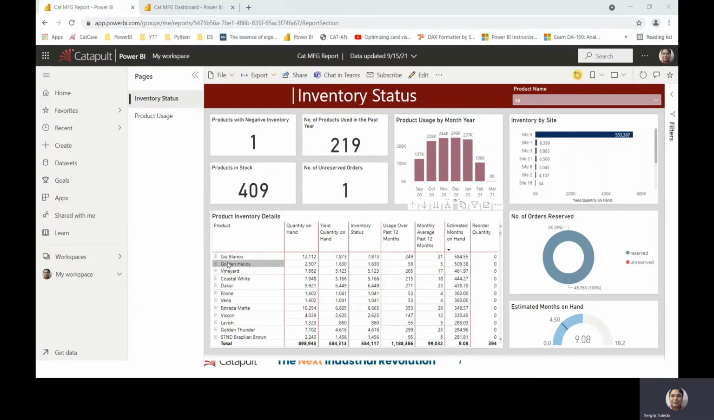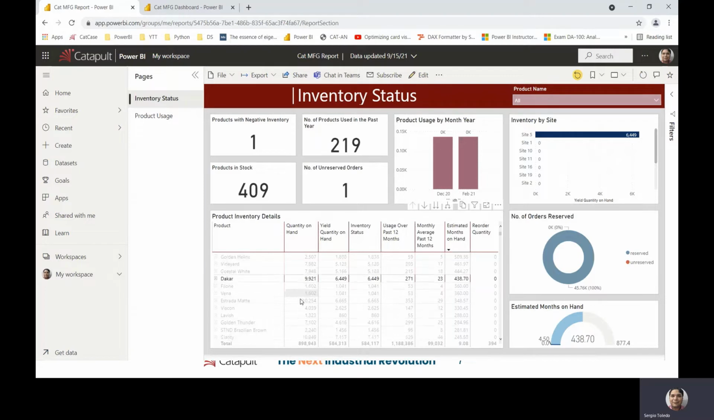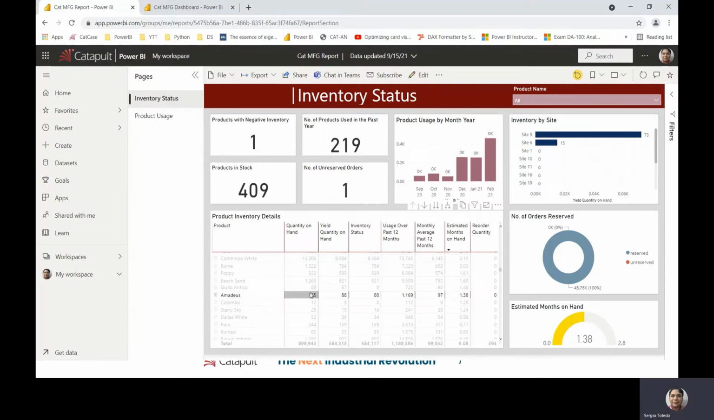And again, this gauge can also be filtered based on a selection of a product here in the table. So here on the table, we have different products. And if we select any of these, we see that we have way more months on hand than that 4.5 for some of these products. Now let me scroll down this table, and let's go to this product here. So we have 1.38 months on hand.